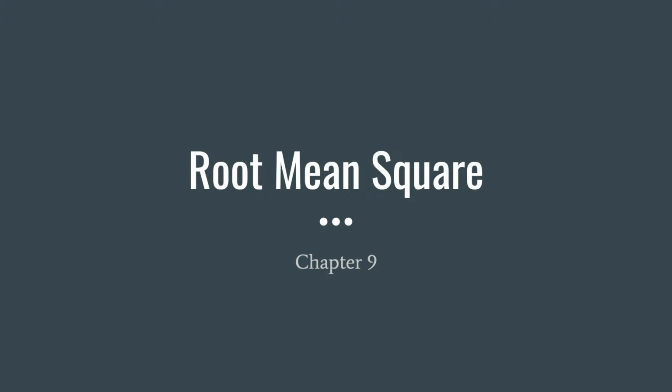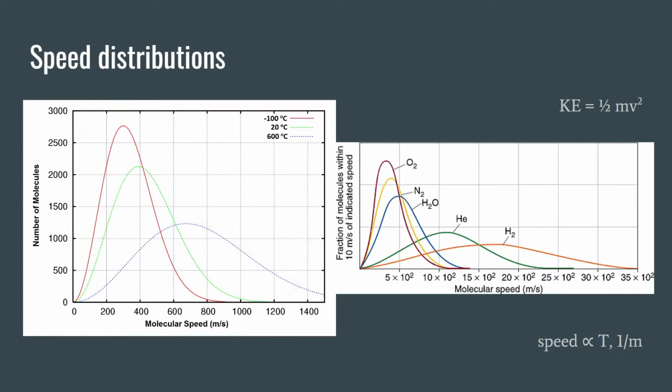So, root mean square. Okay. So for this one, we are going to be talking about the speed at which gas particles move, usually molecules. So we have two charts here. Over here on the left, we are looking at the change in speed for our molecules based on temperature. Okay. So this red line is for the cold gas at negative 100 degrees Celsius.